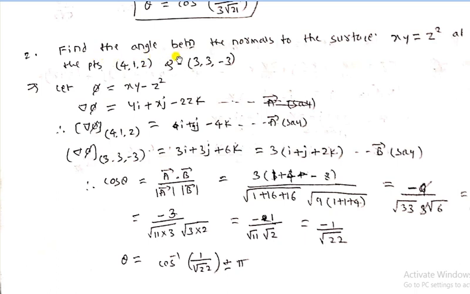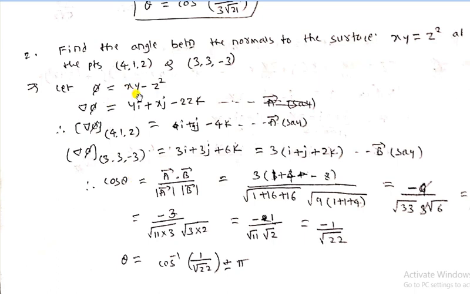Next example: find the angle between the two normals to the surface xy equal to z square at the points (4, 1, 2) and (3, 3, -3). So the difference from the previous example is that here they give only one surface and 2 points. So we will calculate del phi 1 and del phi 2 with the help of xy equal to z square. Then we substitute these 2 points, which gives the 2 normals, and later we will calculate cos theta, that is the angle between the two surfaces.